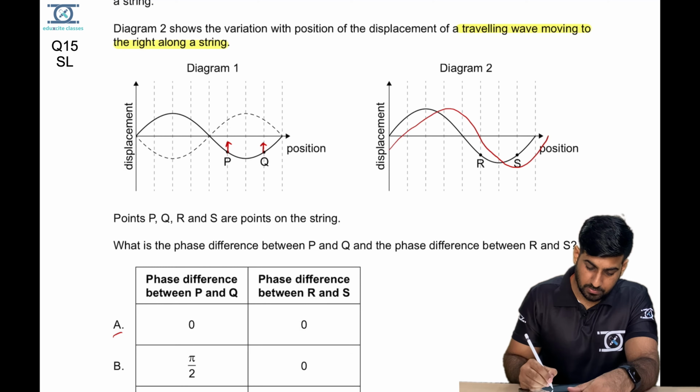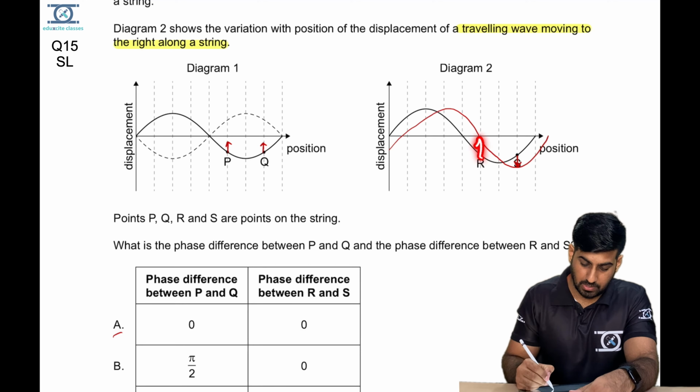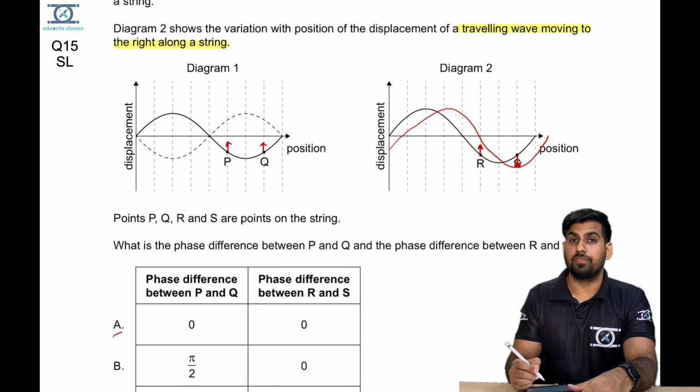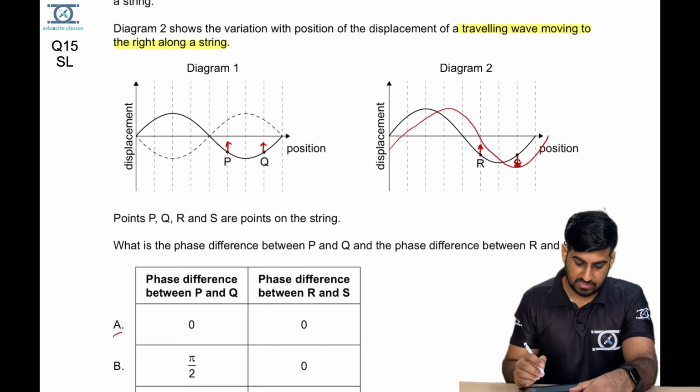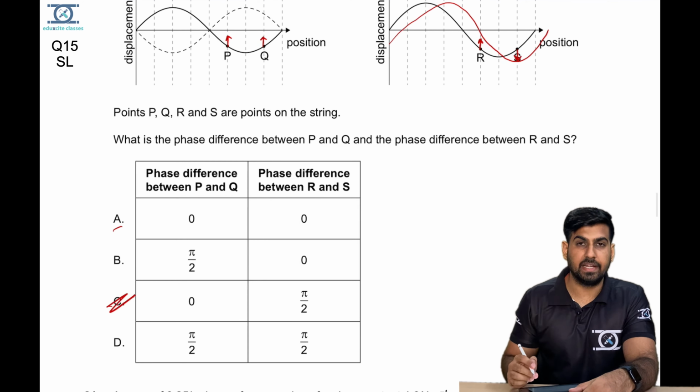Right? So the position on R will be moving upward and the position on S will be moving downward. So you can see one is moving upward, one is moving downward. So the phase difference will be pi by 2, which is 90 degrees. So you can see option C is the right answer.